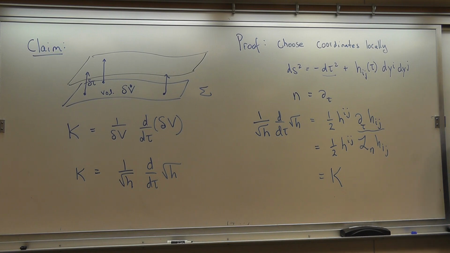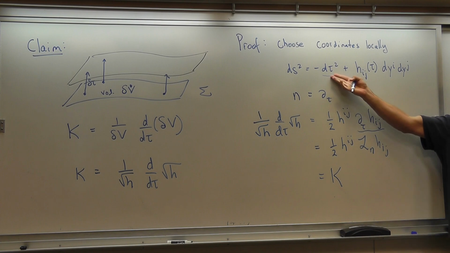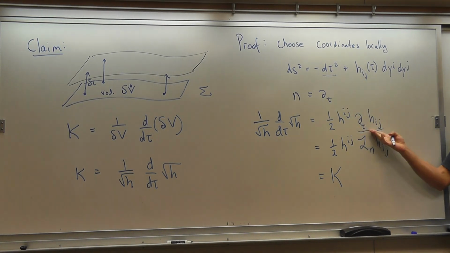Okay, so in practice, calculating extrinsic curvatures in some coordinate system usually just amounts to picking a good coordinate, and then it's the derivative of the induced metric.